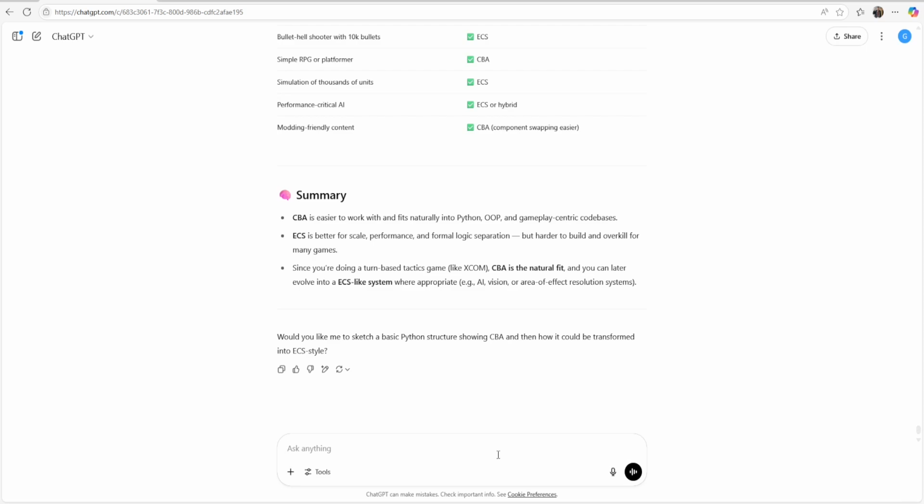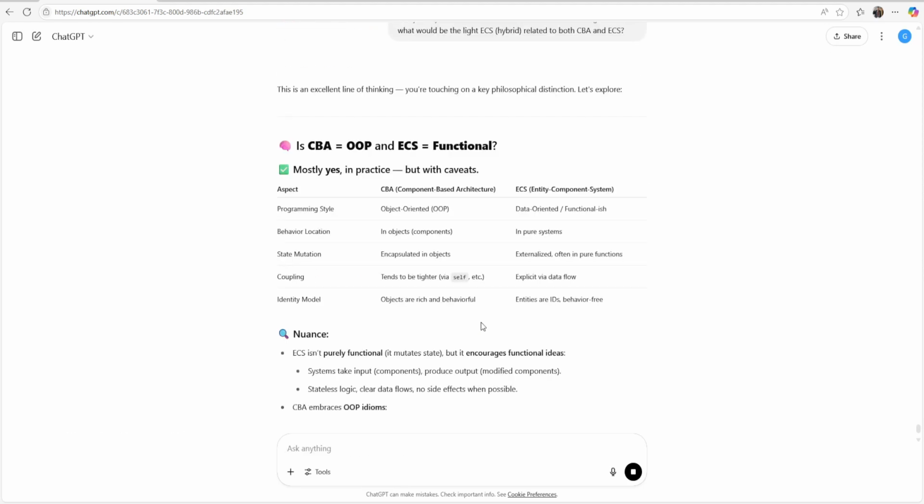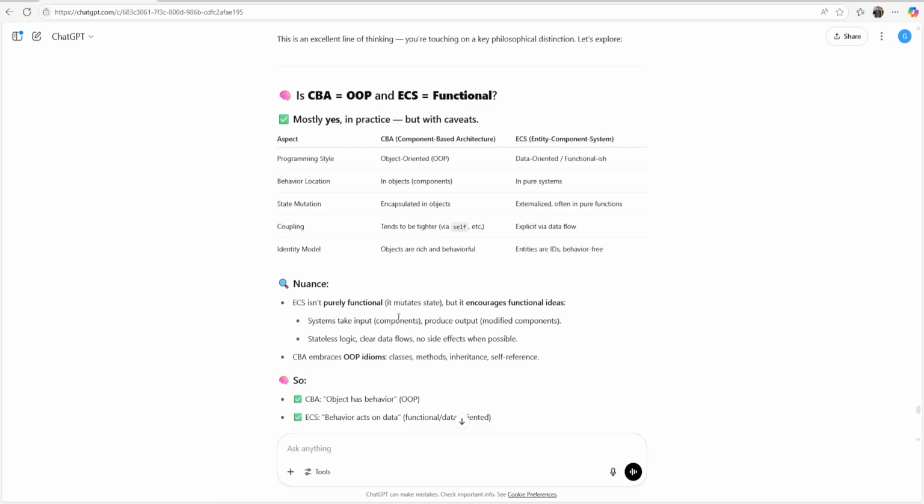I need to ask one more question about some differences, and about this hybrid ECS, the light ECS. As I understand it, CBA is more related to the object-oriented paradigm and ECS more towards functional, because CBA uses these objects to contain everything, and of course uses composition over inheritance because inheritance is such a big mess. And ECS, I believe, is more functional in that, of course, there's a state kept somewhere in the end, but the data is not organized in an object per se. Exactly, it mutates the states. That's why it's not purely functional.